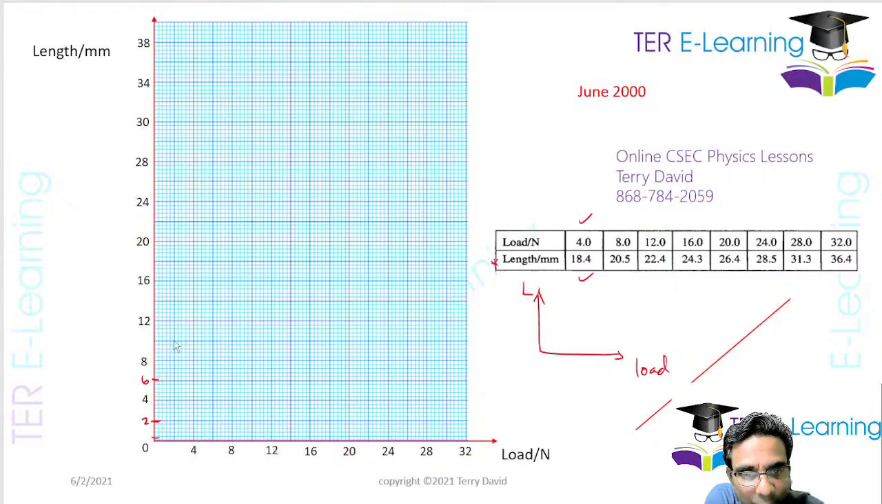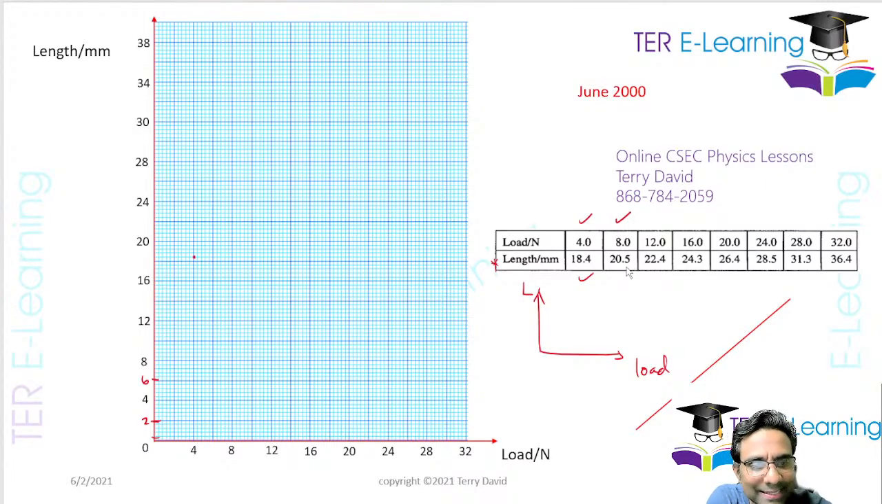So I'm plotting 4 against 18.4, right? So 4 against 18.4 is going to be 16, 18. 18.4 is actually about here, right? So you all need to get into the habit of getting some practice plotting points, right? So that is 18.4. Make sure that's correct, 18.4. Let's double check the scale. 4, 12, 16, 20, 24, 28. Yeah, that seems to be right.